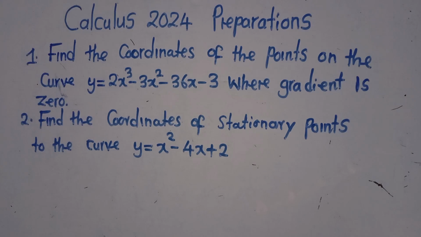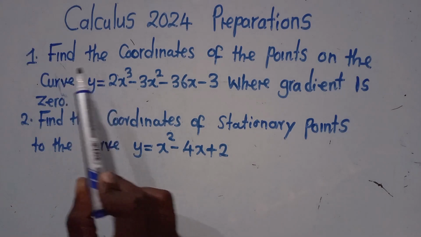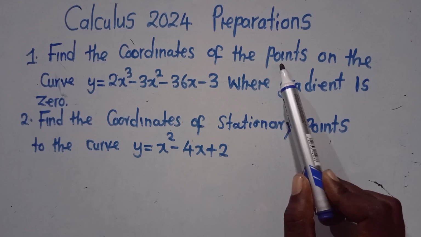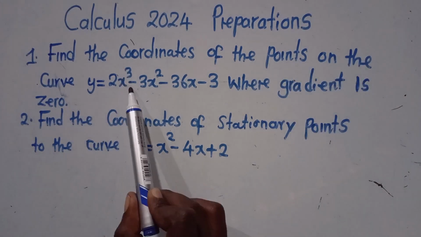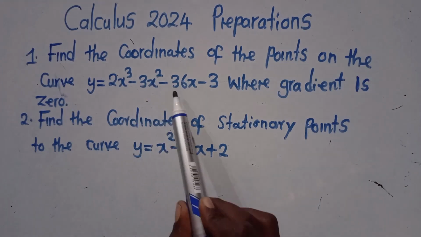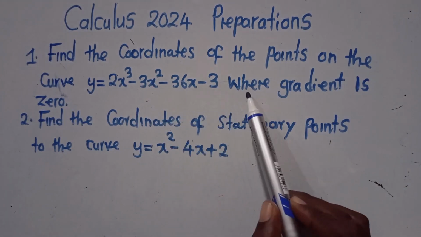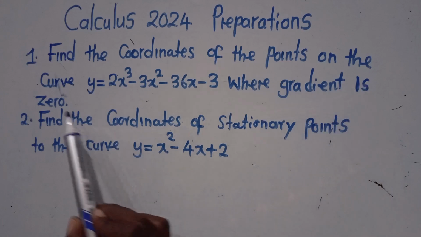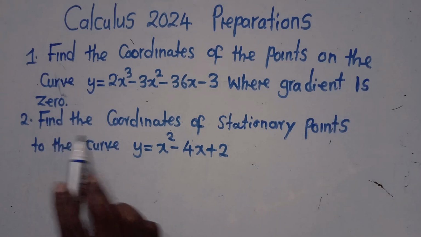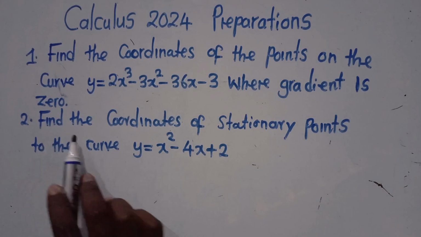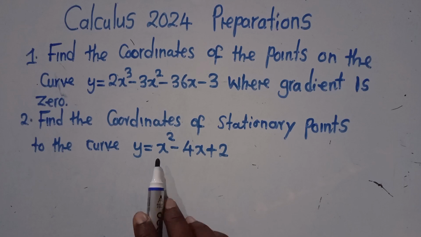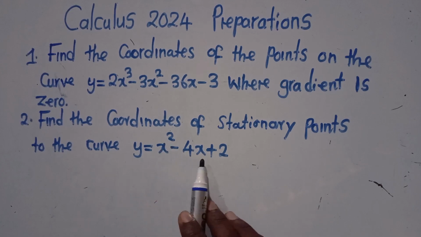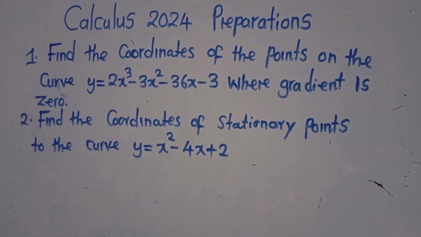So the question is saying, this is the first question, find the coordinates of the points on the curve y is equal to 2x cubed minus 3x squared minus 36x minus 3, where gradient is 0. The next question, our second question, says find the coordinates of the stationary points to the curve y is equal to x squared minus 4x plus 2. These are two important questions that we are given.